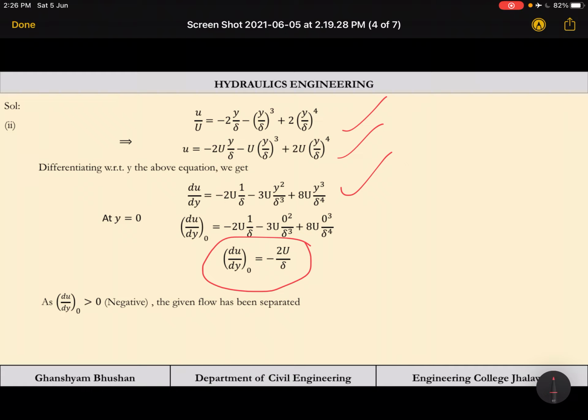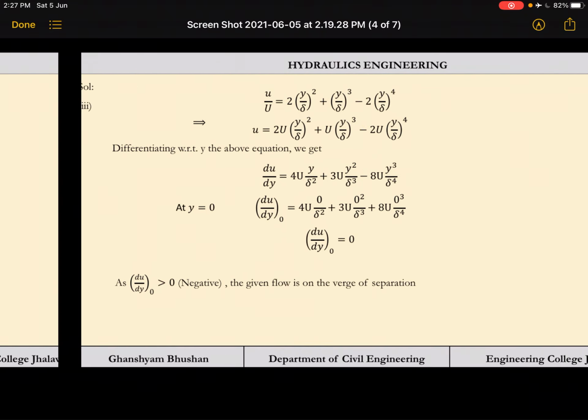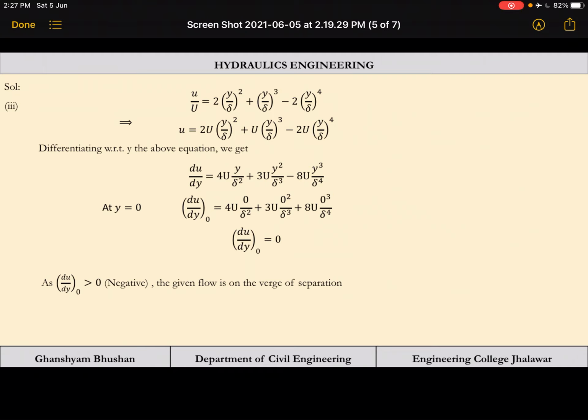That means the velocity gradient is negative. It indicates that the flow has already been separated. You can refer to the previous lectures where I showed you that diagram, so from there you can also get a clear picture.